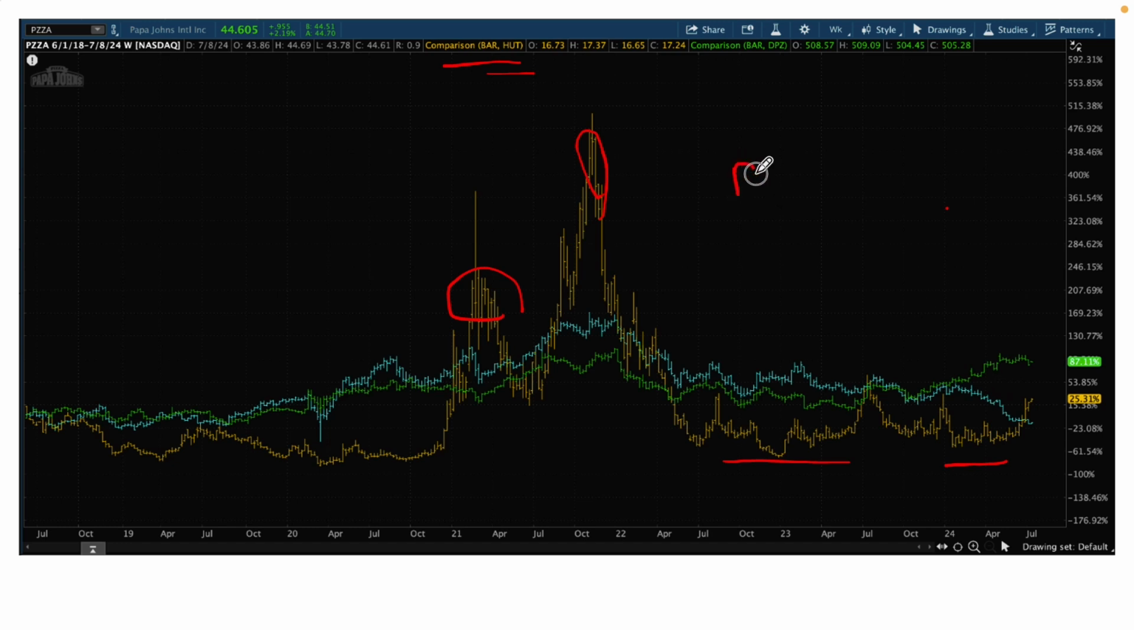This is how we look at divergences. Instead of just looking at one pizza company, we want to invest in the industry. We want to buy what's inexpensive and sell what's expensive. That's how we look at things in our divergence trade.